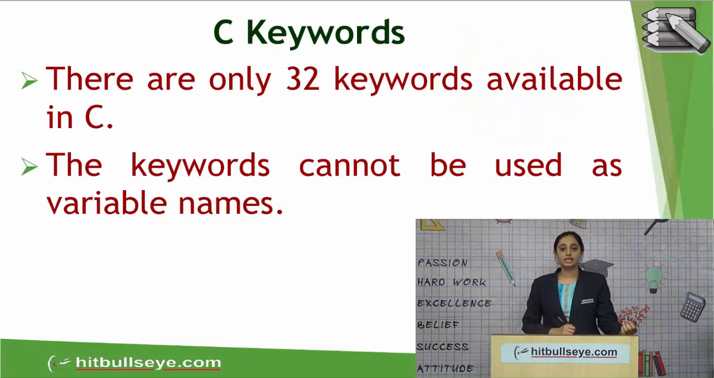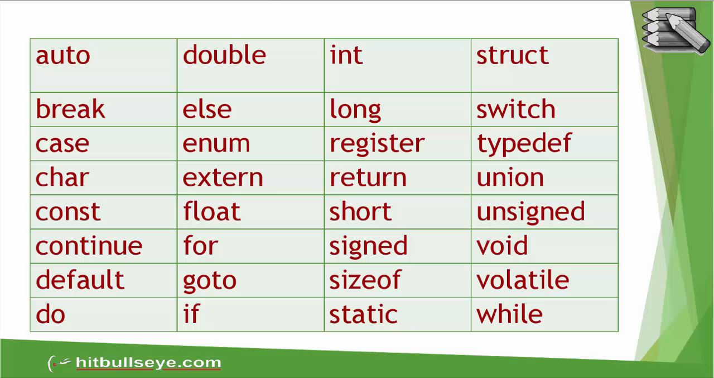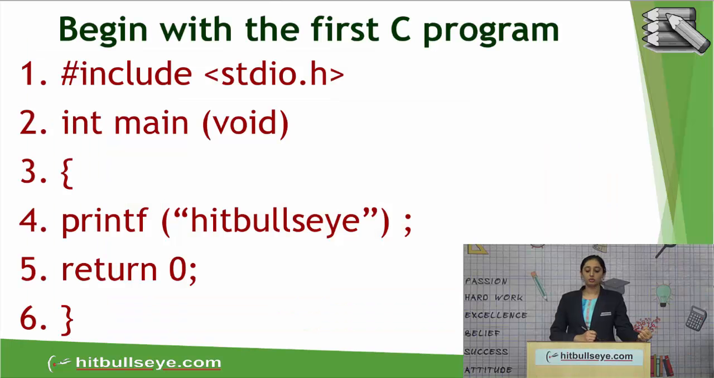Further, C keywords. There are only 32 keywords available in C, and keywords cannot be used as variable names. This table shows the set of 32 keywords which are already available in C. So let's begin with the first C program.